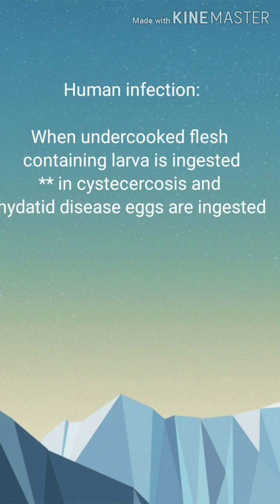So humans can be infected in two ways. One is by ingestion of undercooked meat of the intermediate host, which contains the larval stage of the parasite, and also by accidental ingestion of eggs directly contaminated with human feces. And eggs cause infection in the case of hydatid cyst and cysticercosis.